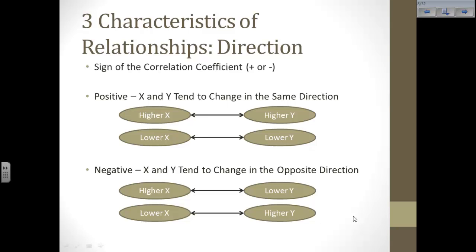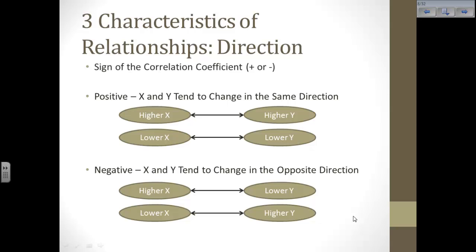So the example we looked at earlier, cardio exercise and weight. The more cardio exercise that you partake in, the less body fat that you have. Another example, class absences and quiz grades. The more class absences that you have, the lower your quiz grades will be. The fewer class absences you have, the higher your quiz grades will be. So those are changing in opposite directions.